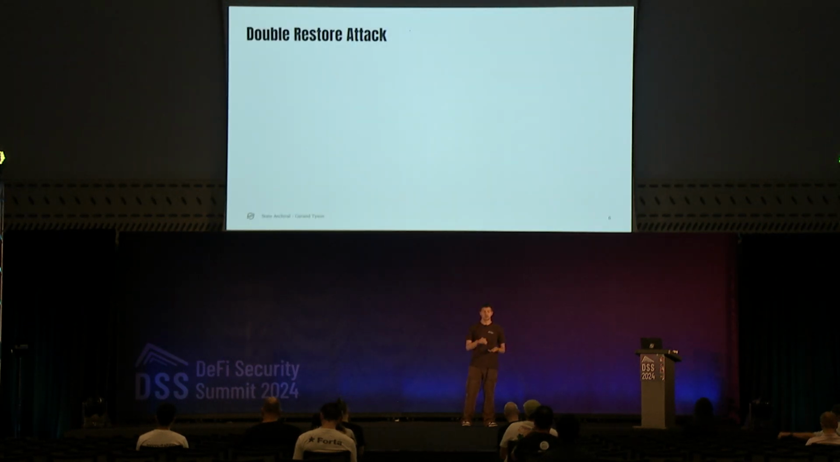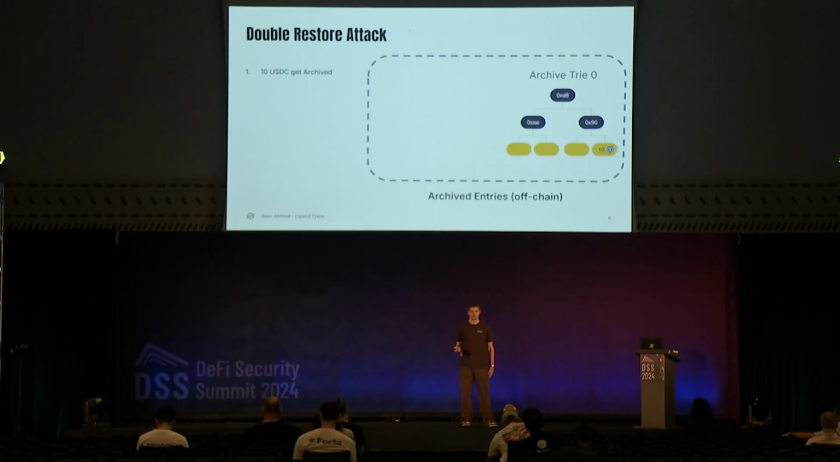Now I'd like to talk about a couple of the particular attacks that this exposes and how we defend against them, beginning first with what we call the double restore attack. So in the double restore attack, consider that I'm an attacker that has a 10 USDC balance, and I'm going to allow this to become archived as TTL expires. So here we have an image of what the archival trie looks like. I have my 10 USDC balance in the first archive trie 0 that's off-chain.